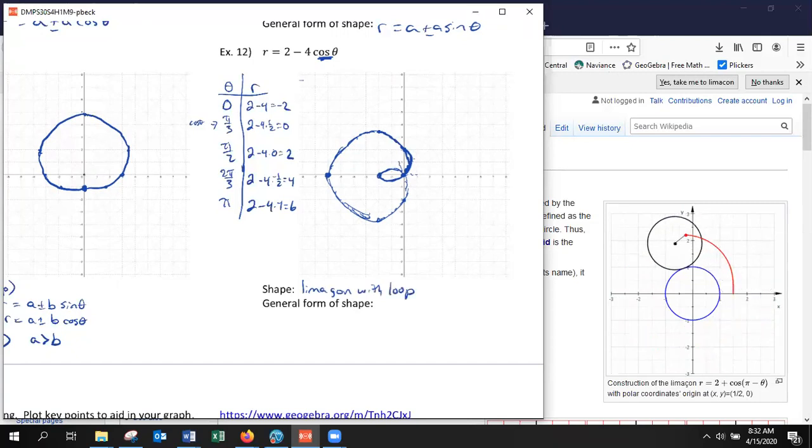Now, the important thing that I want to say is what causes the loop. What causes the loop is this negative radius. More specifically, the fact that we have a negative radius means that we are going through the pole, and then we create that negative radius.